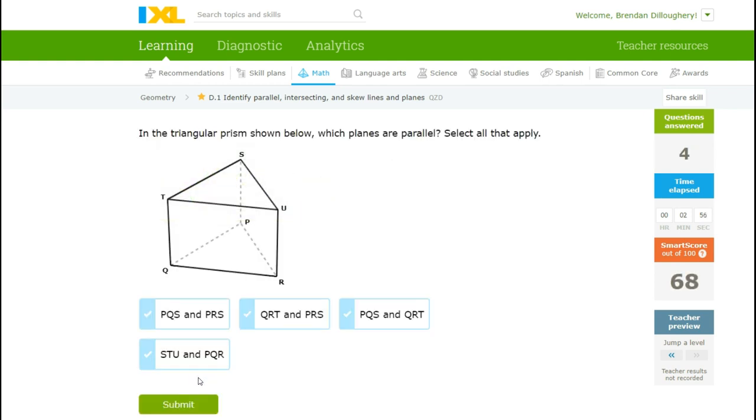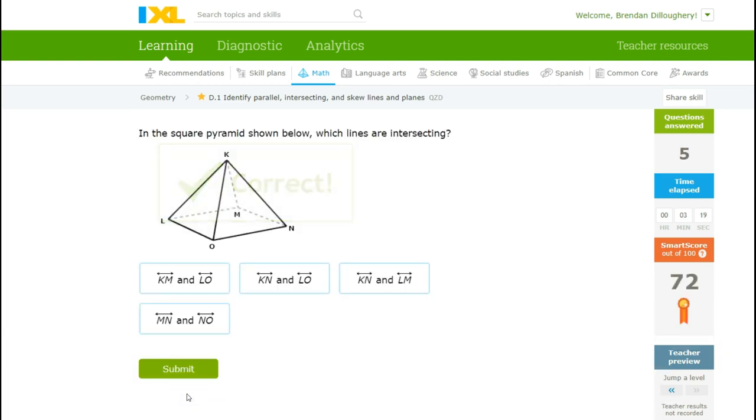Good. Okay, which planes are parallel? So the only two planes that are parallel are this top plane, TUS, with the bottom one, PQR. So TUS and PQR, and none other have that. Any of the other side faces hit each other, and the bases hit the side. So there are no other parallel planes in this entire picture.